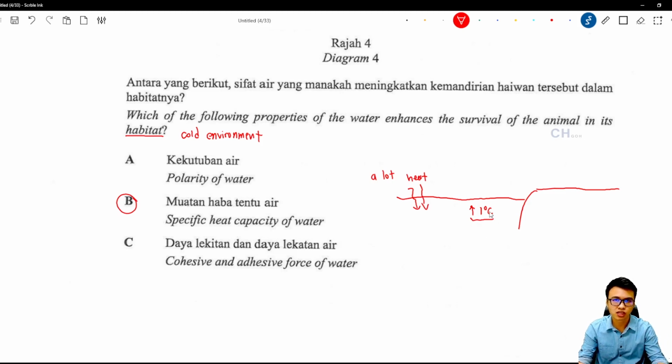During nighttime, they will reduce the temperature, but not much. Why? Because the specific heat capacity of water is very, very high. They need to release a lot of heat, then only can reduce 1 degree Celsius. Or the other way around, they need to absorb a lot of heat, then only increase 1 degree Celsius. So they can keep the environment more consistent. So this helps the polar bear to survive.